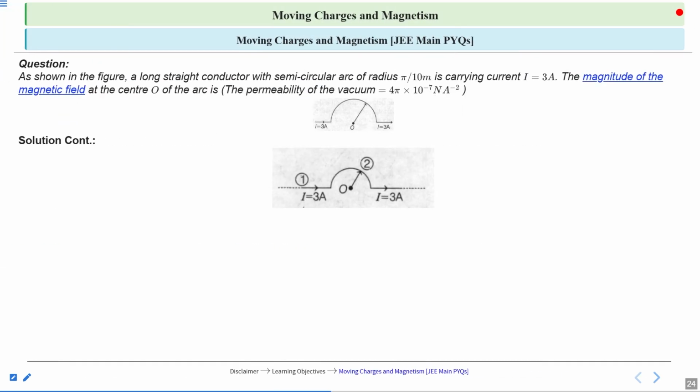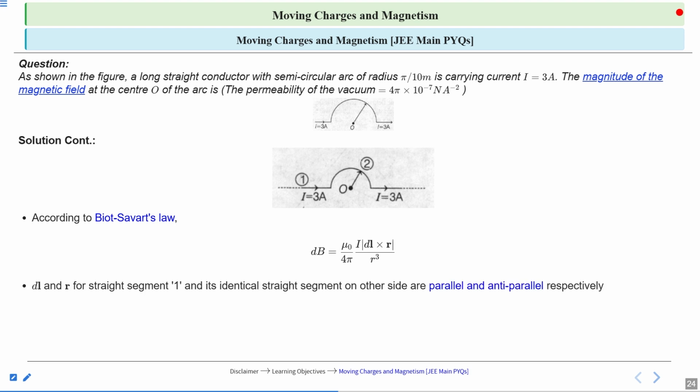Now another diagram. We are marking this straight conductor as the first segment and this semicircular arc as the second segment. A 3 ampere current is flowing through all the segments. According to the Biot-Savart law, what is the magnetic field due to a conductor carrying current? dB is equal to mu naught by 4 pi, I dl cross r, taking magnitude only, upon r cube.